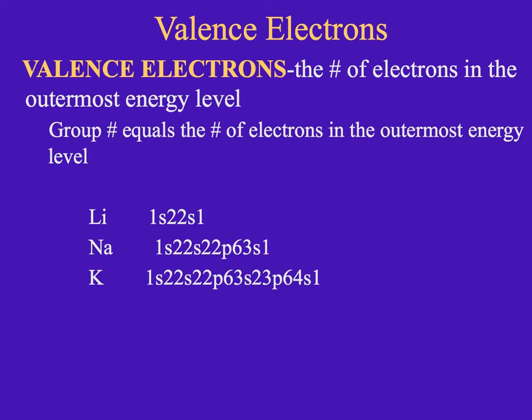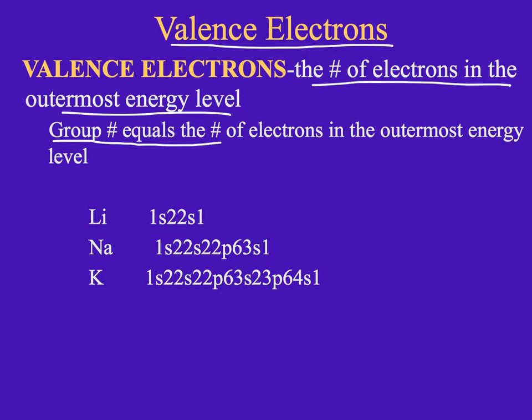For your representative elements, there's this term called valence electrons. Valence is the number of electrons in the outermost energy level. So once again, outermost energy level is the very last energy level. And there's a really fast, easy way that we can determine how many valence electrons an atom has. We can just look at the group number. This is important to know: the group number equals the number of electrons in the outermost energy level. So that is the quick and easy way.